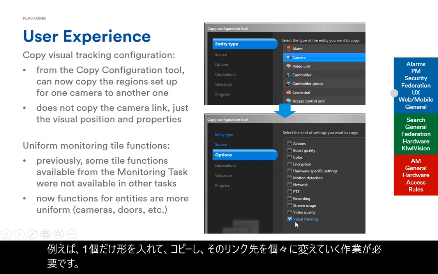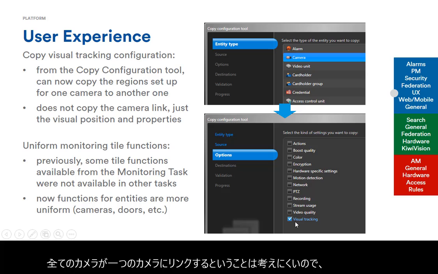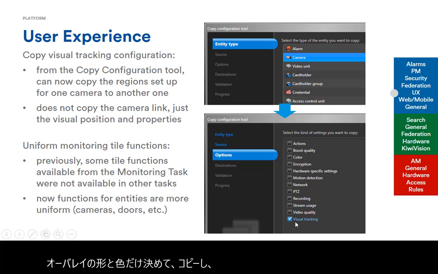you could just set that up on one and copy it to all the others, and then you just have to go ahead and change the camera links or add the camera links, because you're not going to have the same thing on every camera anyways. So you might as well copy the visual configuration and then just put the links in yourself. So that's something nice that's been added there.